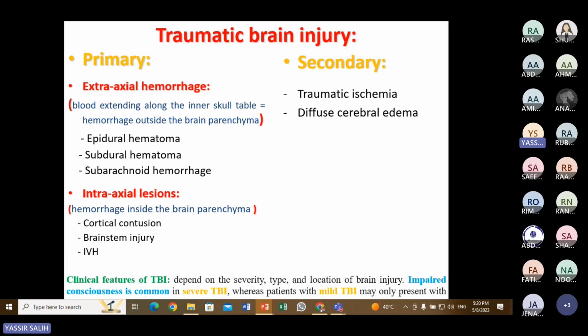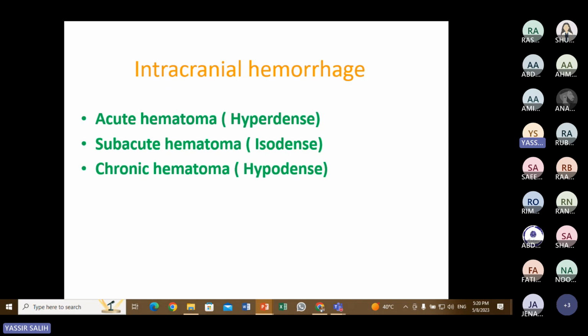of the brain injury. And so the patient may present with impaired consciousness, which is common in severe traumatic brain injury. But in a patient with mild traumatic brain injury, the patient may only present with mild symptoms.